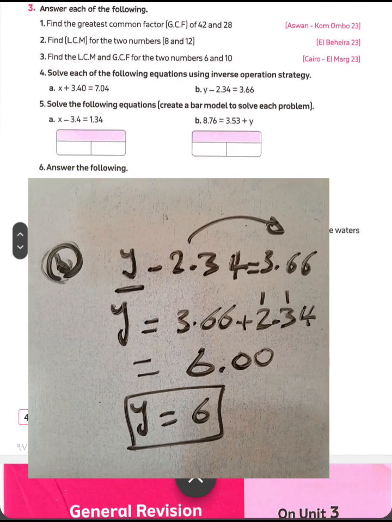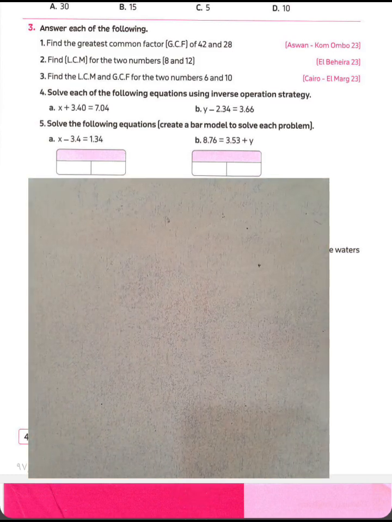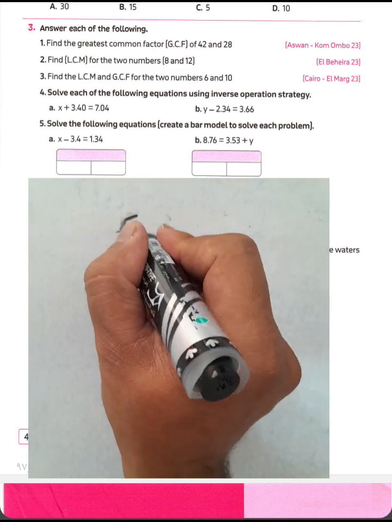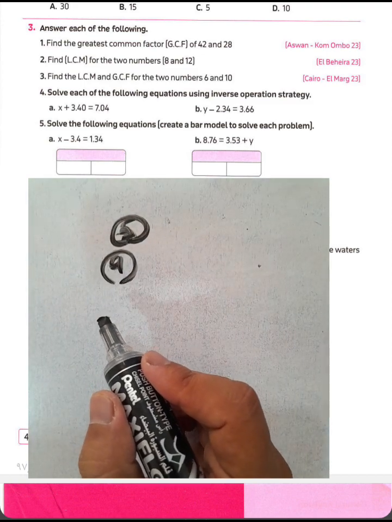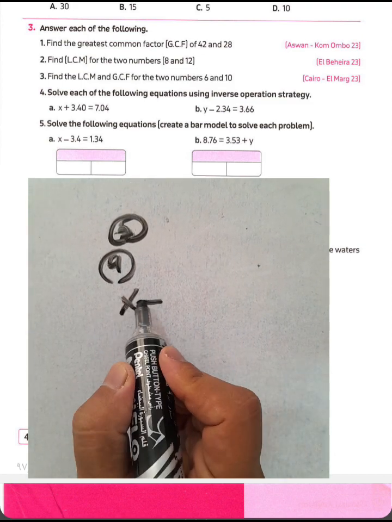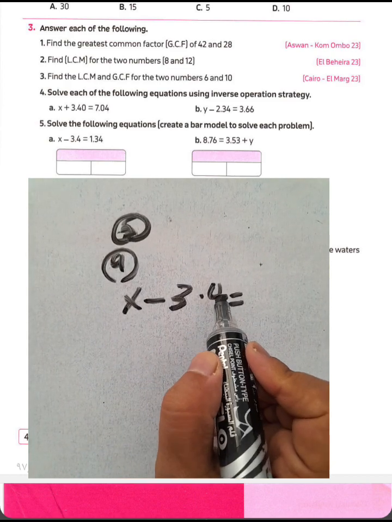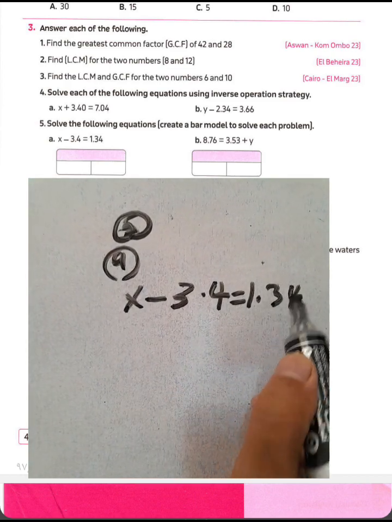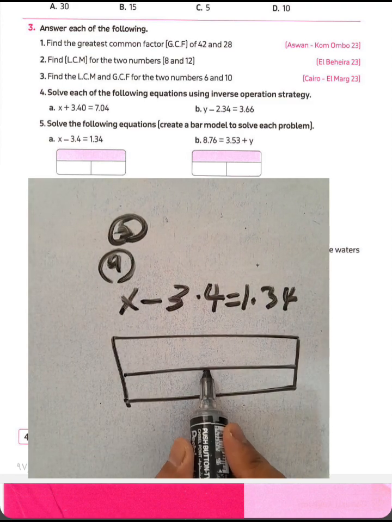Question number 5. Letter A. Solve the following equation. Create a bar model to solve each problem. x subtract by 3.4 equal 1.34. You can draw the bar model here, and the greatest number goes right in the top.